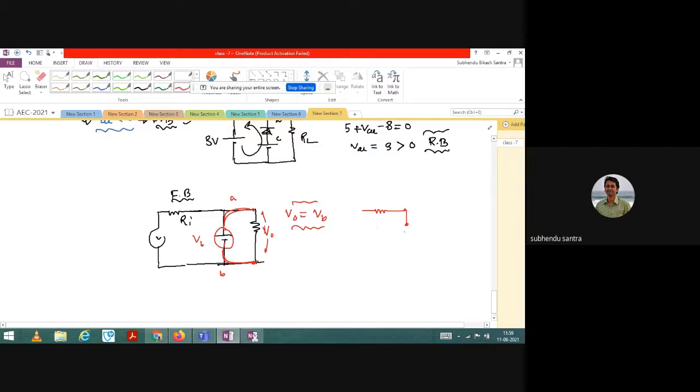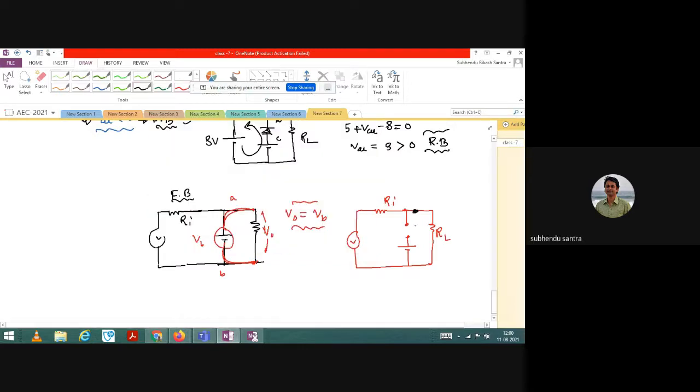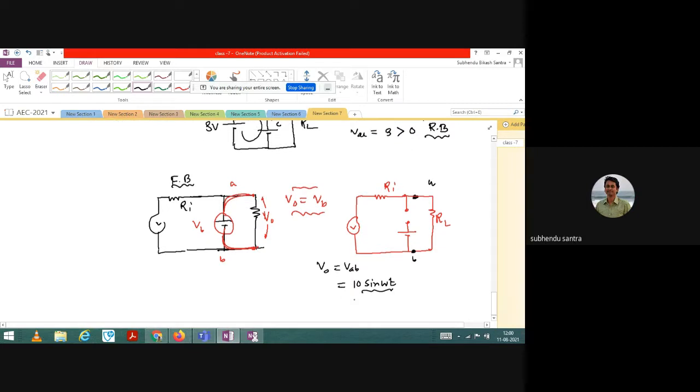it is open circuited. So there is a battery, let it be there. That is RL, and RI. In that condition, what will be the output voltage? We have already calculated VAB. So V0 I can directly write the same as VAB, which is nothing but 10 sine omega t. I will just use this information and draw the output voltage graph.